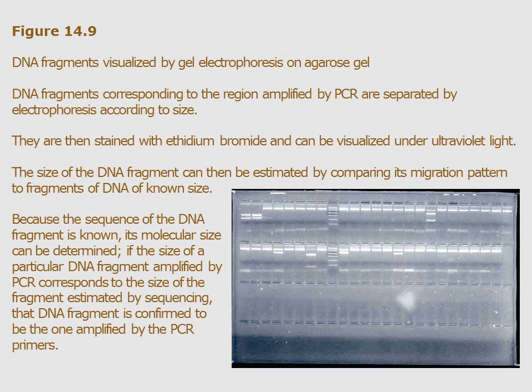The size of the DNA fragment can be estimated by comparing its migration pattern to fragments of DNA that are of known size. Because the sequence of the DNA fragment is known, its molecular size can be determined. If the size of a fragment amplified by PCR corresponds to the size of a fragment estimated by sequencing, that DNA fragment is confirmed to be the one amplified by the PCR primers.